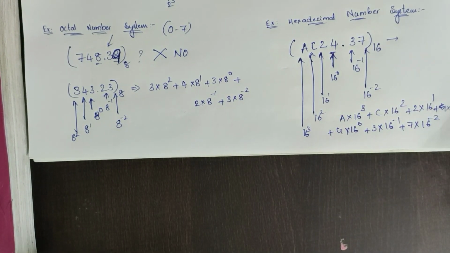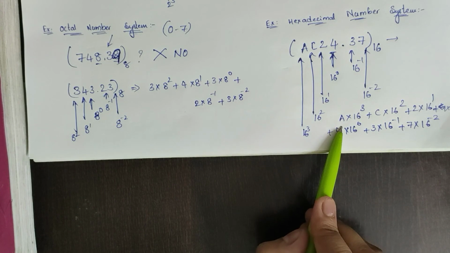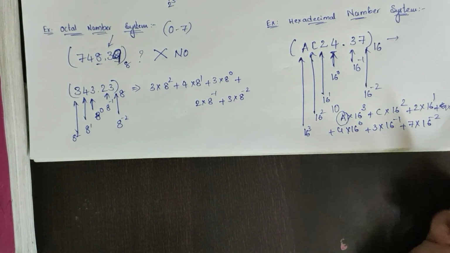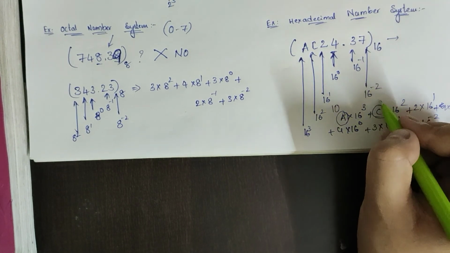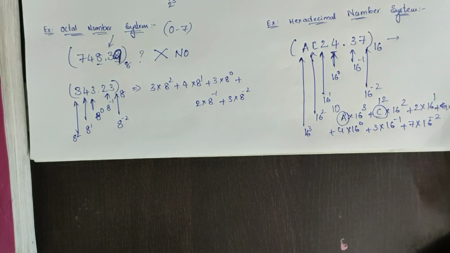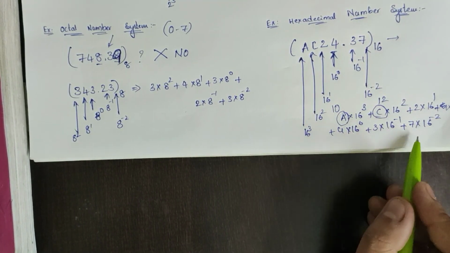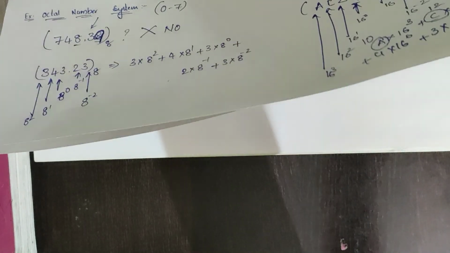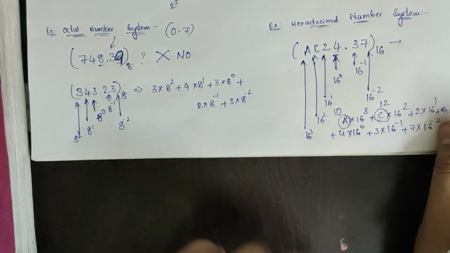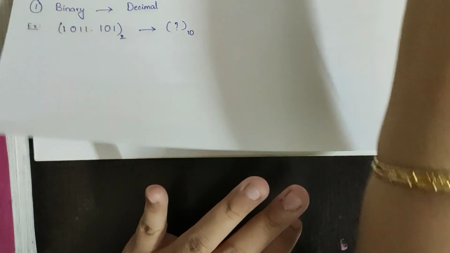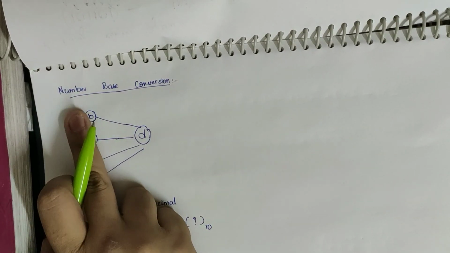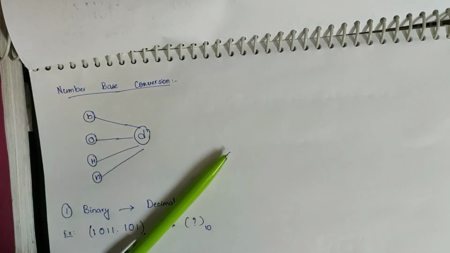Now you have to substitute its values. We know that A is decoded as 10, so you can now substitute the values. A is equal to 10 and C is equal to 12. Any more alphabets here? No. So that is how we are going to compute it. So in the next video we'll see the number base conversions: how do we convert from one number system to another number system.